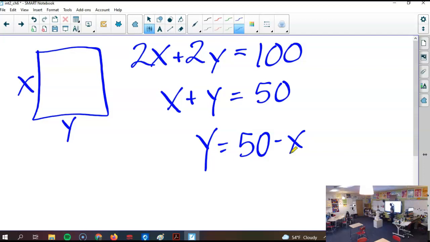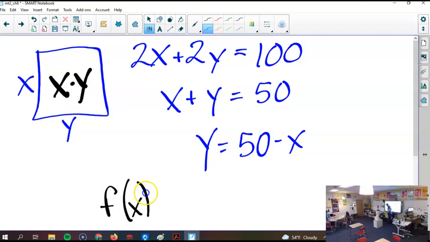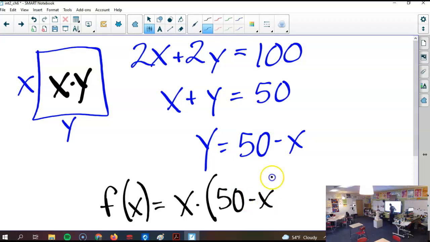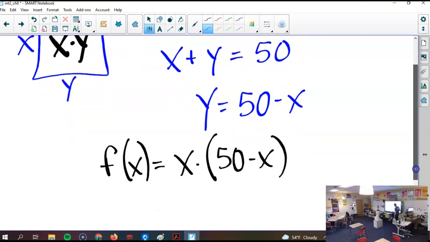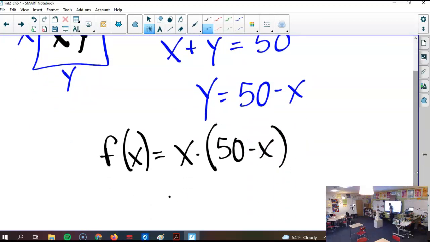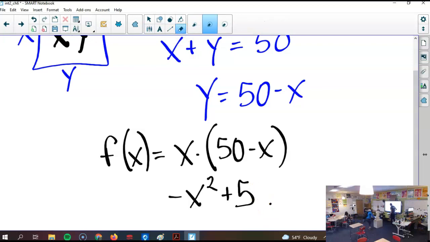Yeah, I know. So then, area is x times y. Okay, x times 50. Remember, this is negative x squared, not x squared. It's the same situation. It's 50x minus x squared, or negative x squared plus 50x. Sorry, not 5. I know.